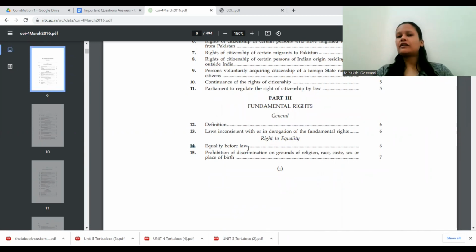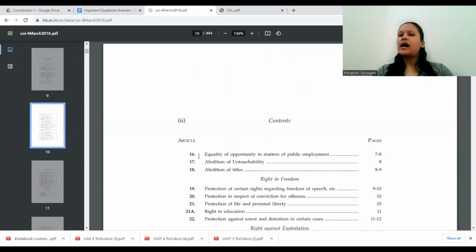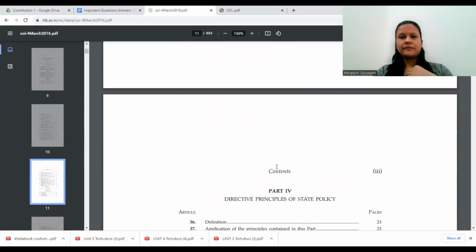Article 14 talks about equality before law. Article 15 talks about prohibition of discrimination. Article 16, equality of opportunity. Like that, one article will talk about one specific provision. One part will talk about one specific topic or area that you can see. Like that, provisions are arranged in the Constitution, you will see.